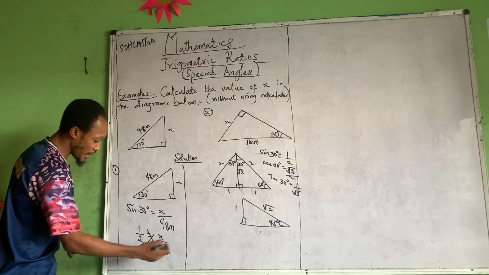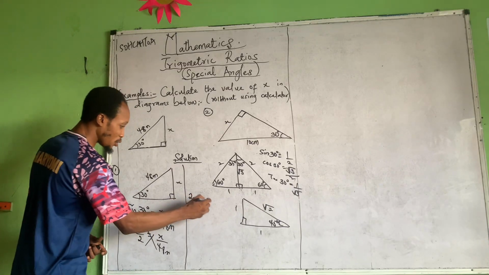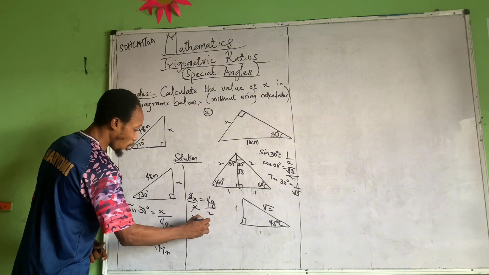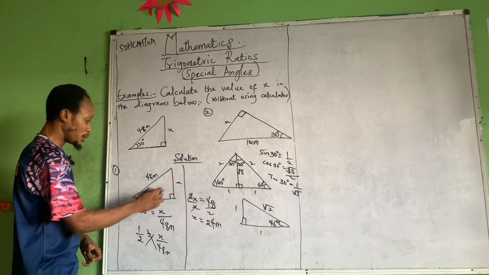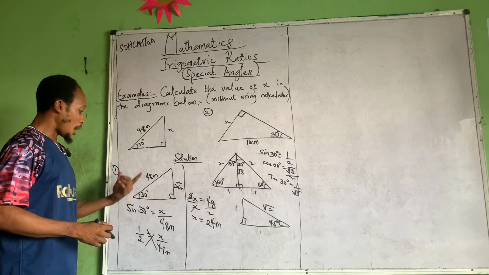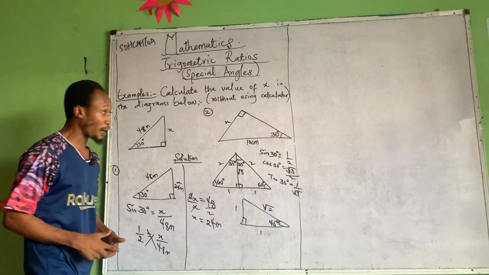So we can cross multiply here. You have x times 2, which is 2x, equals 48 times 1, which is 48. So divide both sides by 2. So x equals 24 meter. So we have this place as 24 meter. That's how we got this side here. Now with this side, you can find the other side if you're asked to find it.